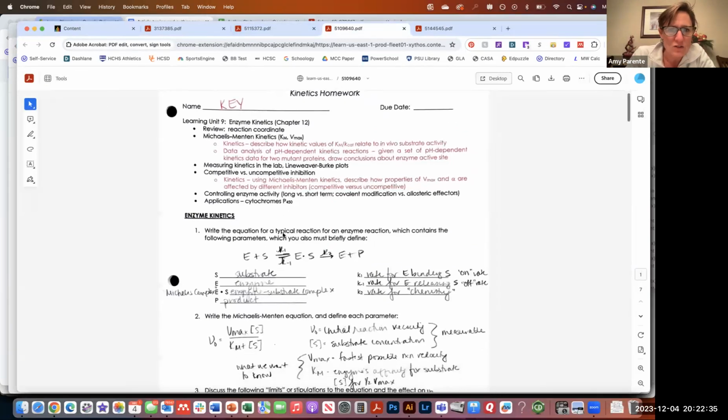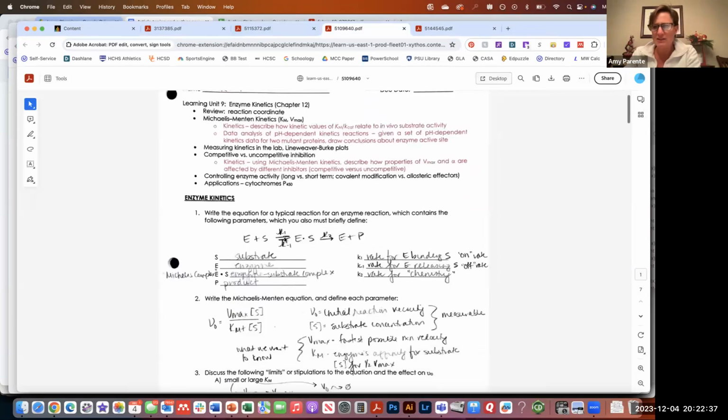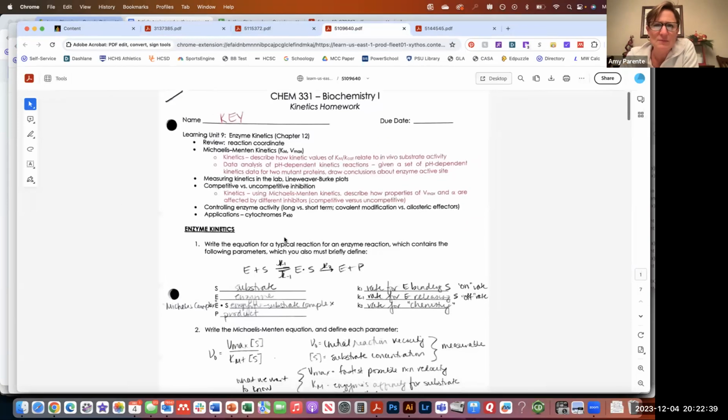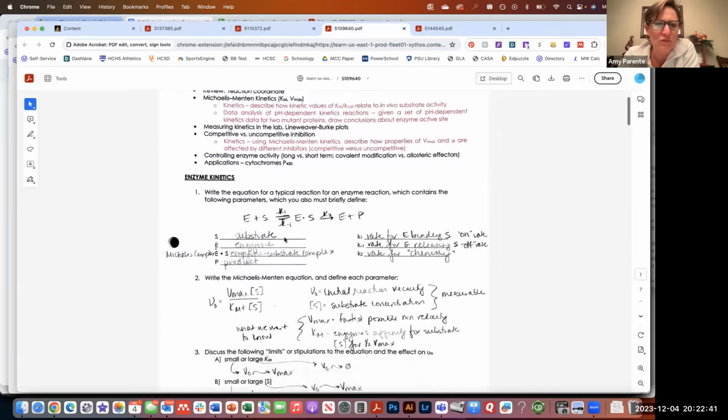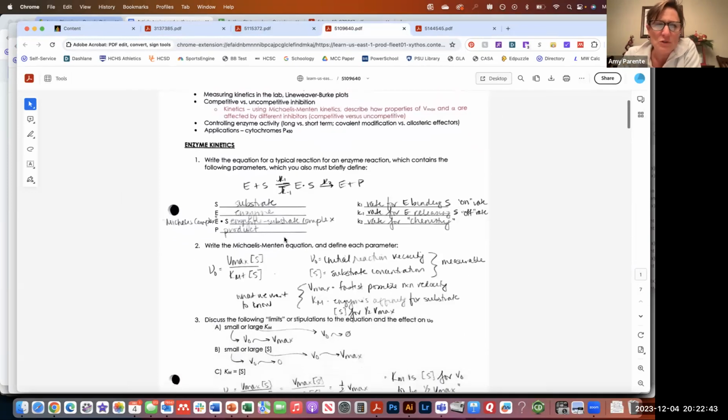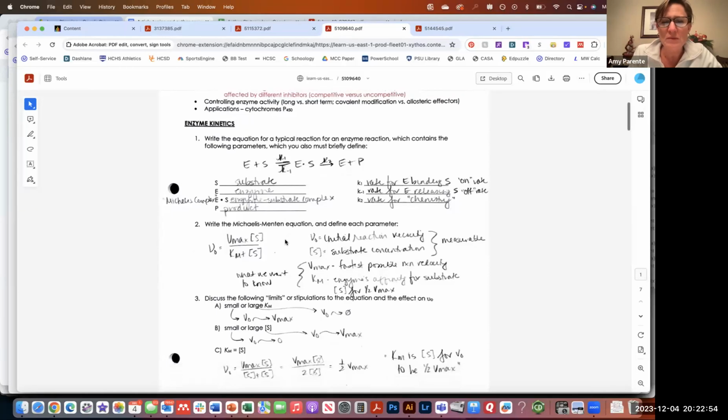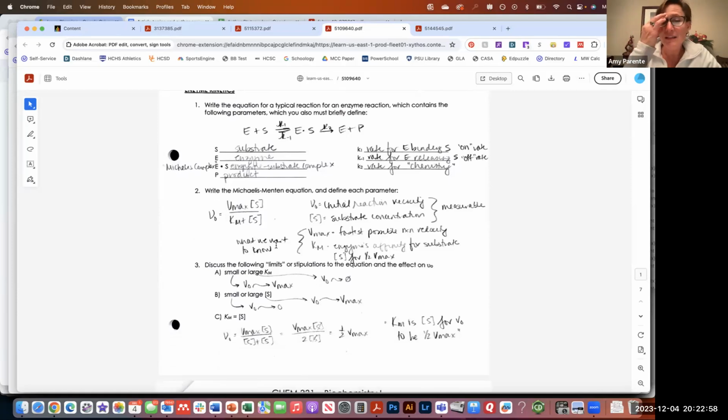All right. My numbers might be a little bit different than the homework that you have, just because this is my key from a few years ago and I didn't rewrite stuff, but for the most part, it should be the same problems: understanding and being able to write this general equation for enzyme kinetics, and then writing and understanding the parts of the Michaelis-Menten equation. Understand the limits that we have for each of these, right?